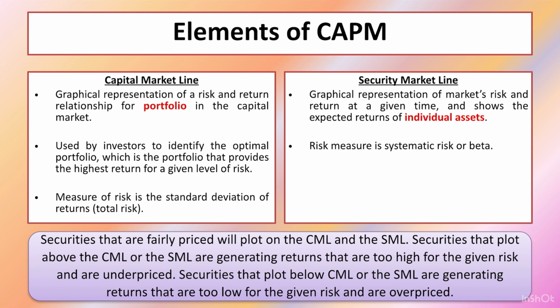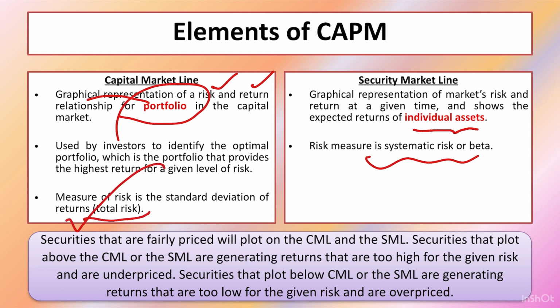Now we are going to discuss the two elements of CAPM. First is the capital market line and another one is the security market line. The difference between the two is that the capital market line is a graphical representation of risk and return of the portfolio, whereas the security market line gives you the risk and return of the individual security. Another difference is that when I take into consideration the individual security, I measure it through systematic risk, whereas in the capital market line, we take into consideration the total risk, that is systematic and unsystematic risk, computed through standard deviation.